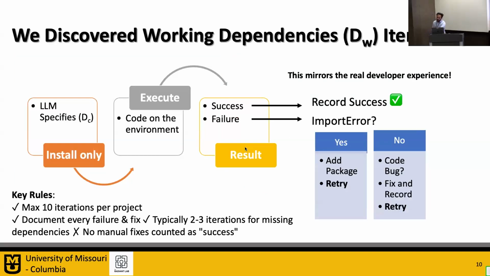And this is how we discover working dependencies in practice. We run the project and record success, or we hit an import error, and if there is an import error, we iteratively resolve it. We cap it at 10 iterations, and we document every failure and fix. Typically, missing dependency cases take around 2 to 3 iterations. But for the success rate metric in our evaluation, we made sure that no manual fixes or single-shot fixes were counted as success. This mirrors the real developer experience.